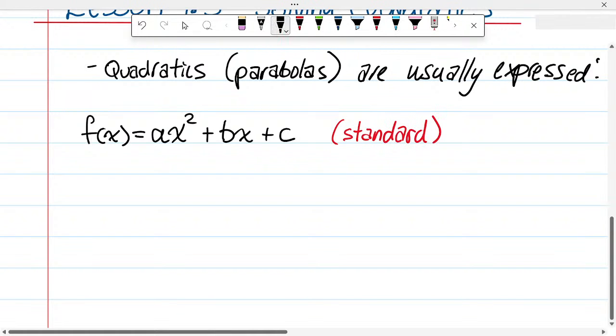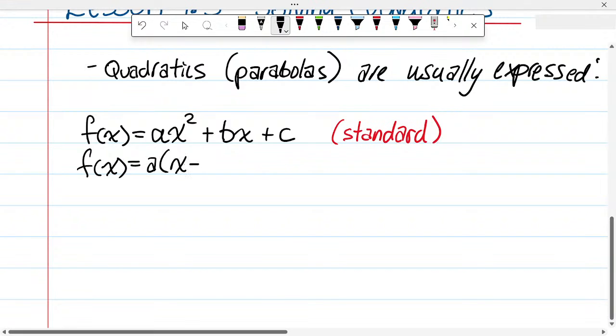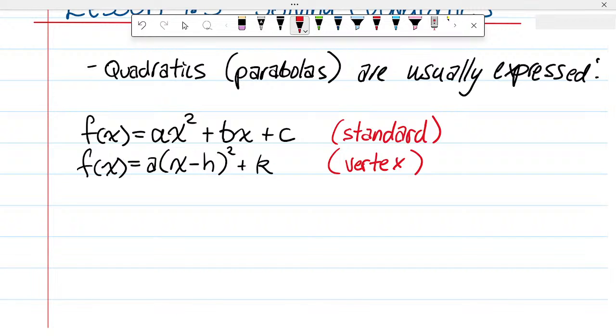Or how else are they expressed? f of x equals, give me another one. What form do you want to do next? Vertex form. Okay, how would we express that? x minus h squared plus k. And as you know, I don't care about the letters. But okay, what do we call that form? Vertex form. So called because the h and the k give us the values of the vertex, the x coordinate and the y coordinate of the vertex.